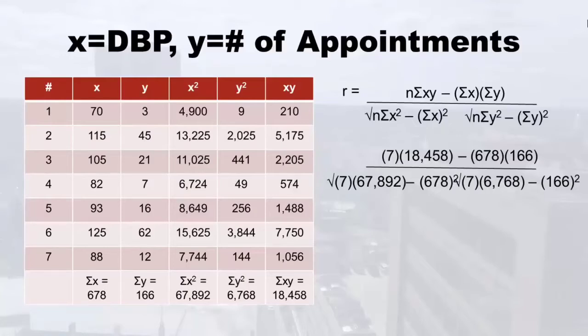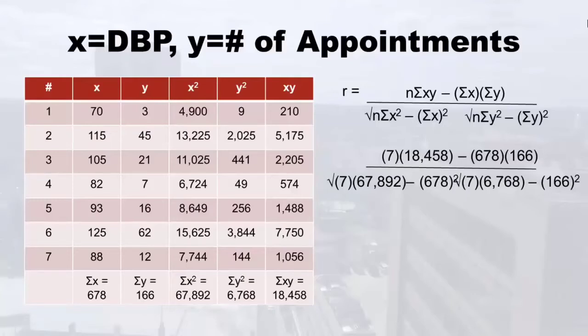Now for the denominator, it's a little bit the same, but a little more complicated. You see on the left side, you have that 7 times 67,892. You have to do that out. And then you have 678 squared. You have to do that out. Then you have to take that, subtract it from the first one, and after you have that, you take a square root of all of that, and that's your first term.